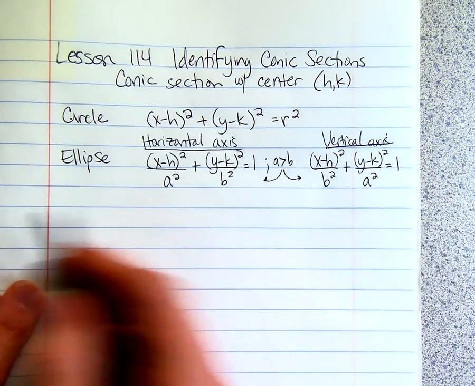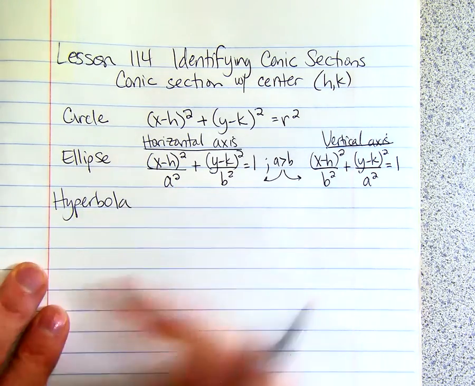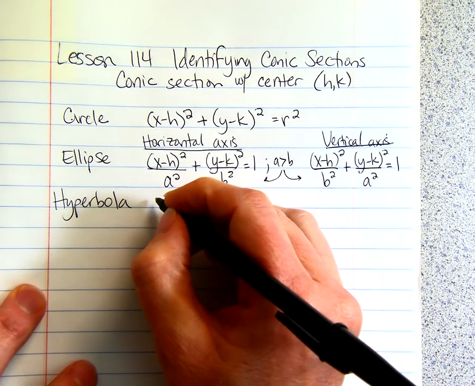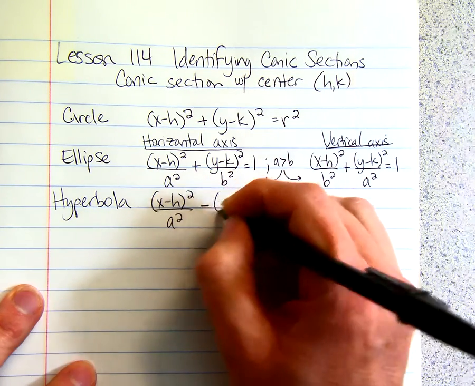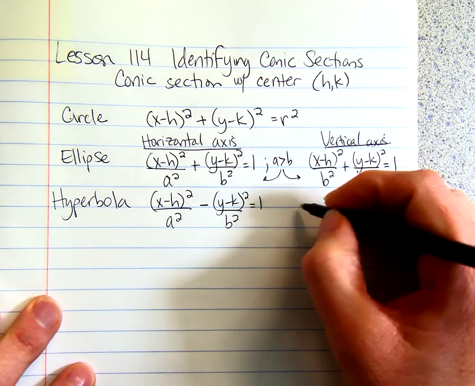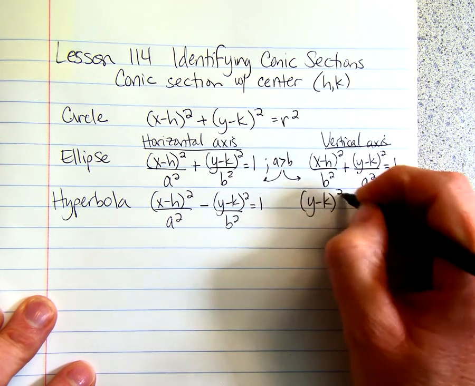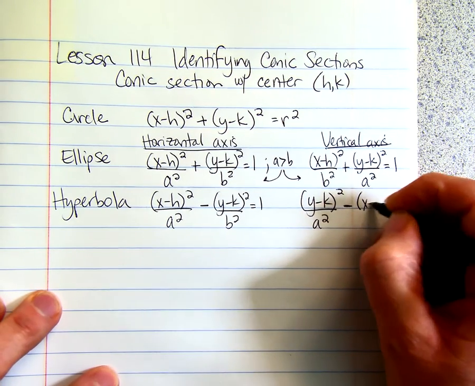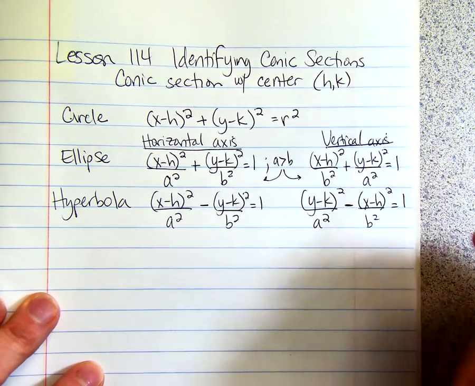There we go. Okay, then we have the hyperbola. If the axis is along the horizontal axis, you would have (x minus h) quantity squared over a squared minus (y minus k) squared over b squared equals 1. And the vertical would be (y minus k) squared over a squared minus (x minus h) squared over b squared equals 1.